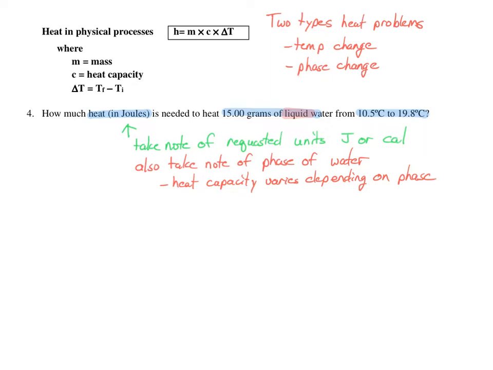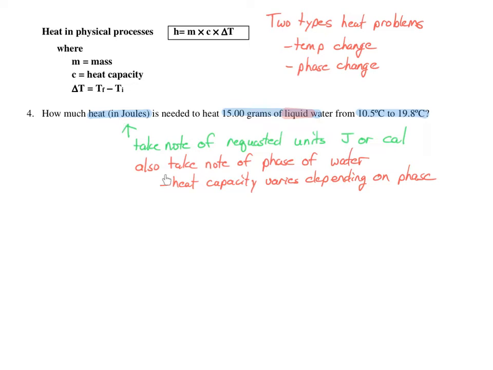And we calculate the heat involved in the process differently depending on whether it's a temperature change or a phase change. Now here in a temperature change, the heat is equal to mass times the specific heat times delta T. I want to make a couple important notes. First, take note of whether the question is asking you to calculate the heat in terms of joules or calories.